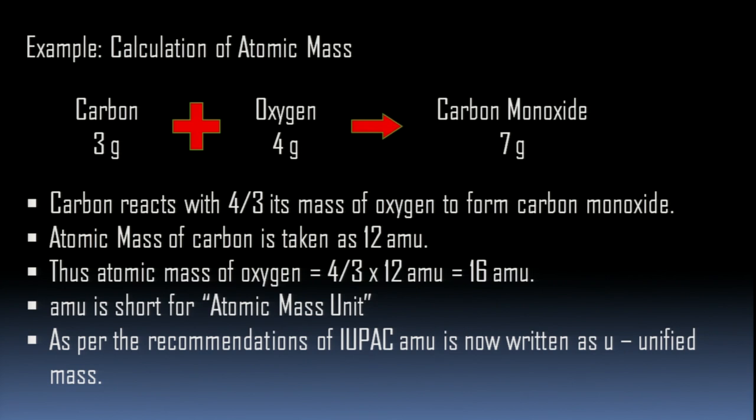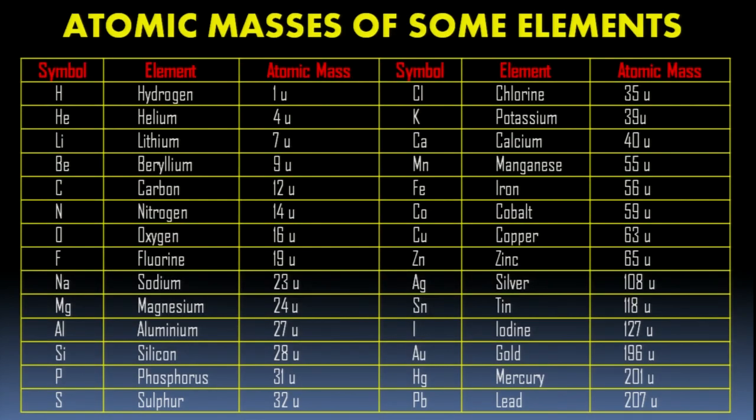As per the recommendations of IUPAC, AMU is now written as U, that is the Unified Mass. What is IUPAC? International Union of Pure and Applied Chemistry. They approve the things. So AMU has been approved to be written as U, that is the Unified Mass. Here we have the atomic masses of some elements. Children, have a note in your mind that you must remember the atomic masses of the first 20 elements, because you need them in your calculations. Later on, we'll come to those calculations and you need them. These also you can find in your books.